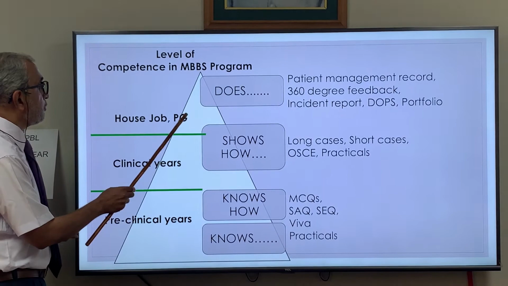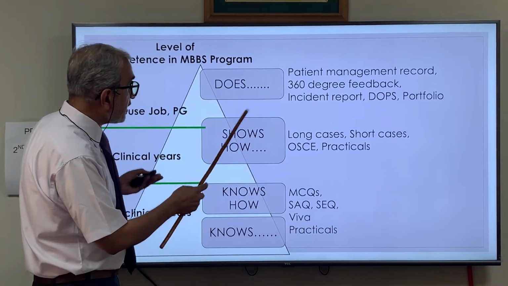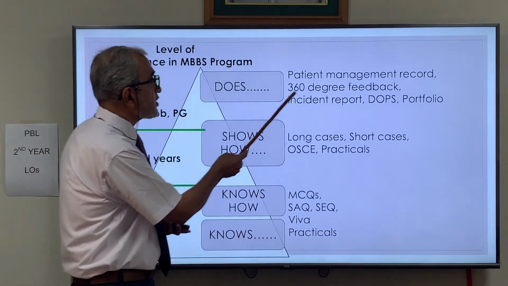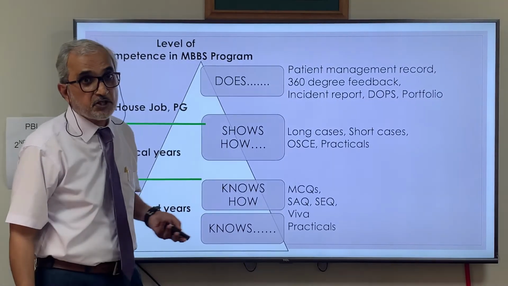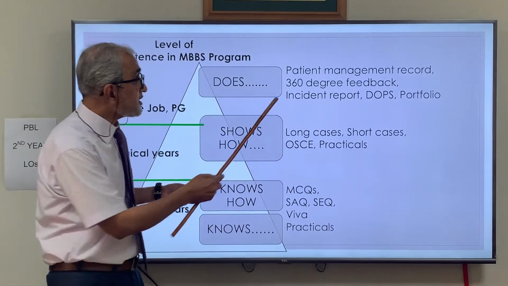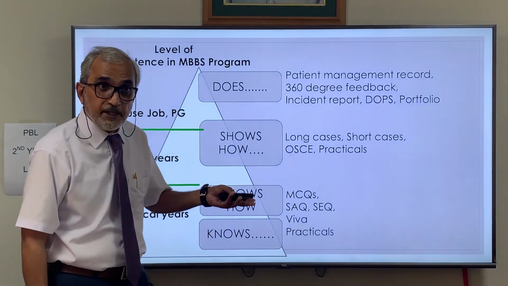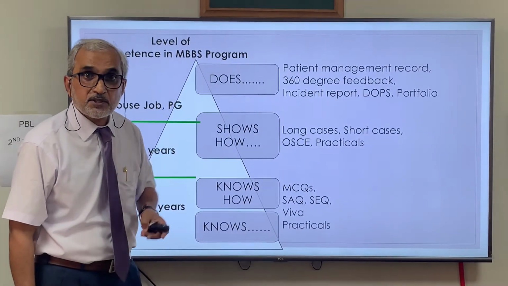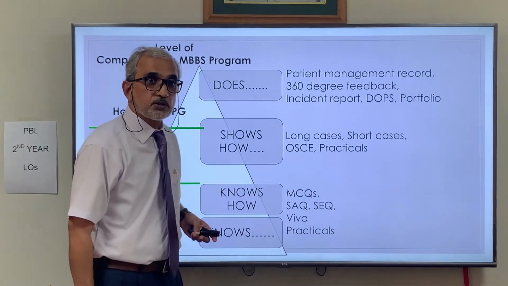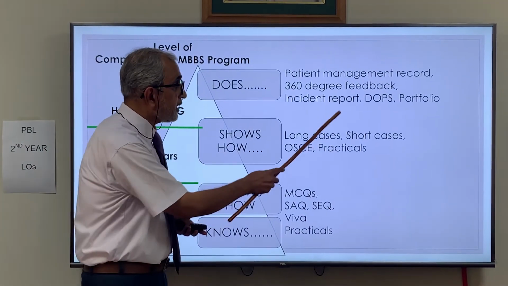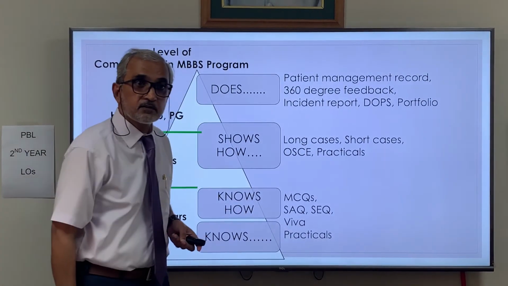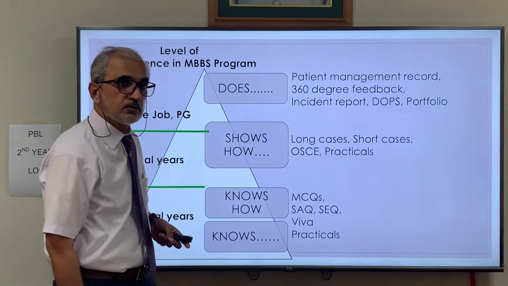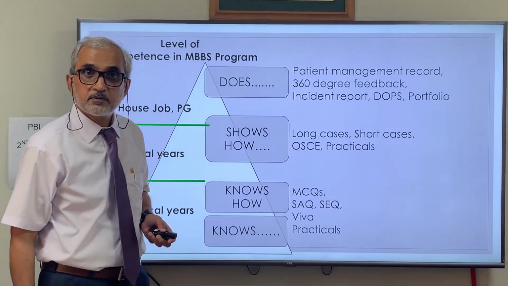In house job and postgraduate training, there are different things. You have a patient management record, 360-degree feedback from colleagues, from the nursing staff, from the administration, from the patients. Incident reports, DOPS, direct observation of procedural skills. This can be used here also. Portfolio.